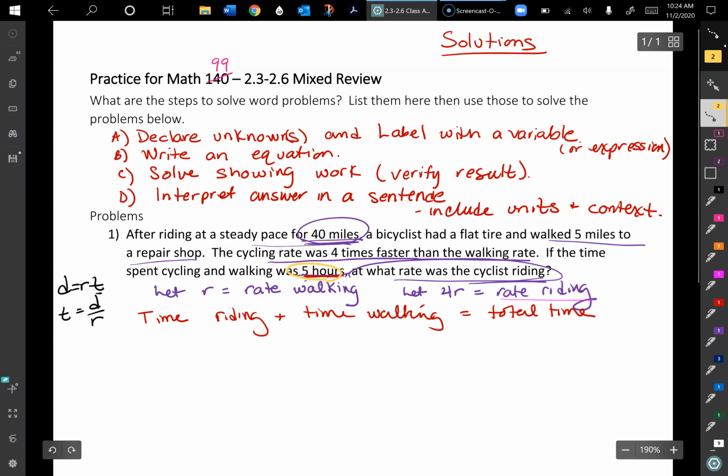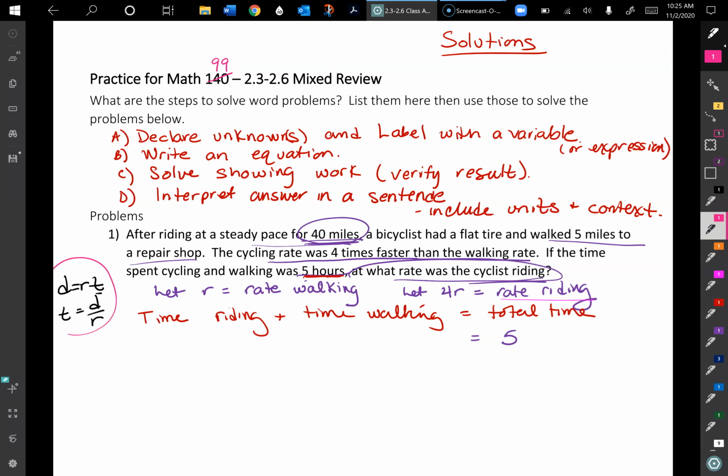what rate was the cyclist riding? So I have a couple of things going on here and I need to declare some variables. My rate walking is what I know least about. That's the most streamlined thing. So I'm going to call that R for rate walking. 4R would be my rate riding. We also can set this up: time riding plus time walking would equal the total time. And we know that total time is actually 5 hours, right? We can set up a little equation here.